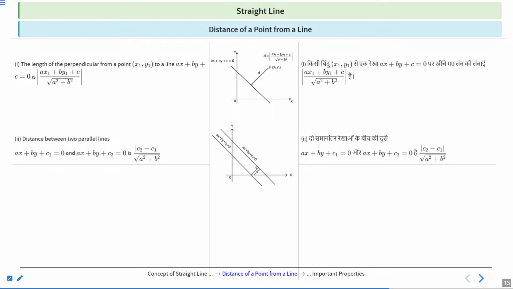Right? Therefore, the distance d between two parallel lines ax plus by plus c1 equal to 0 and ax plus by plus c2 equal to 0 can be calculated as the absolute value of c2 minus c1 upon root over a square plus b square. Right? Absolute value of c2 minus c1 upon root over a square plus b square. Got it? Clear?